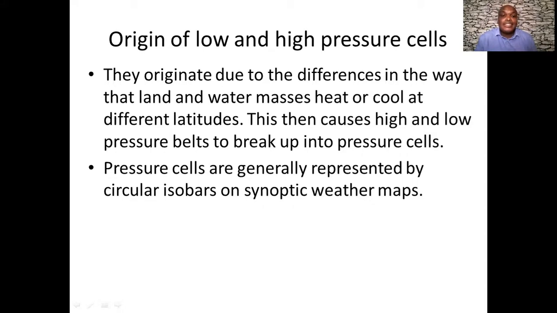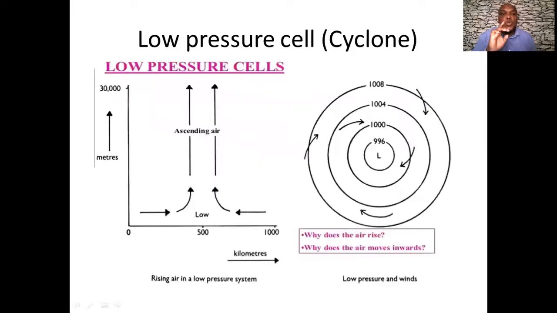Pressure cells are generally represented by circular isobars on synoptic weather maps. Remember, the isobars indicate the atmospheric pressure. Then let's start by looking at the low pressure cell.